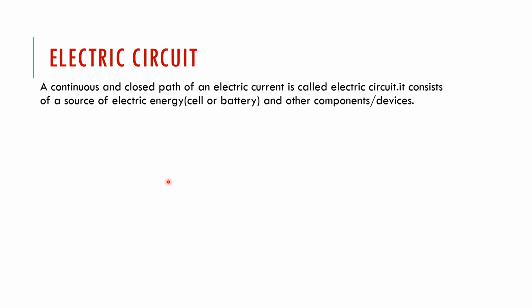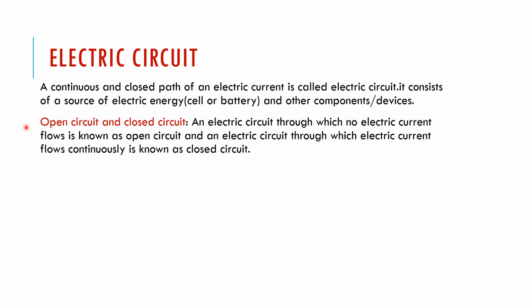Now the next topic is electric circuit. A continuous and closed path of an electric current is called an electric circuit. The electric circuit definition is like this: it is a continuous and closed path of electric current. It consists of a source of electric energy, that means a cell or battery, and some other components and devices as well. In an electric circuit there will be some other components and devices along with the battery.